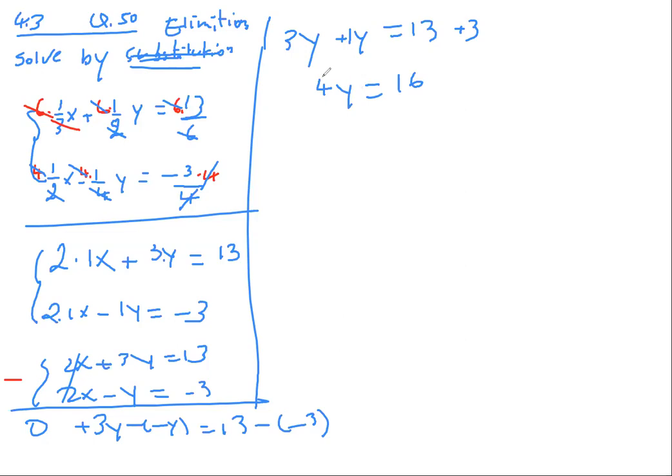Okay, what do you do now to get the y? We have 4y. We want to get the y by itself, so we divide by 4 to eliminate that. So y would be 4. That's good, that's one of the variables, but we need to find the other one. We're still missing x. Okay, got you.